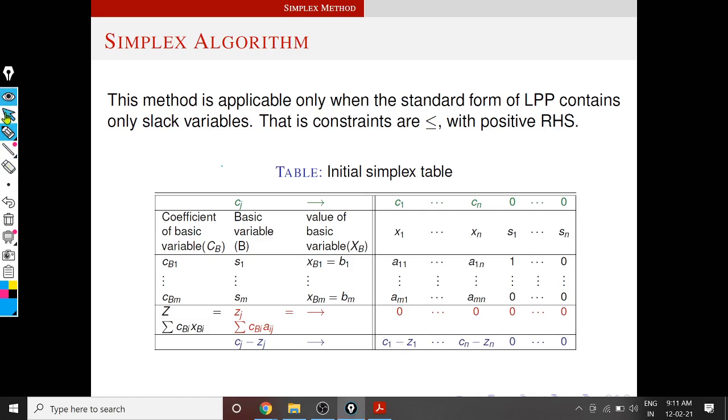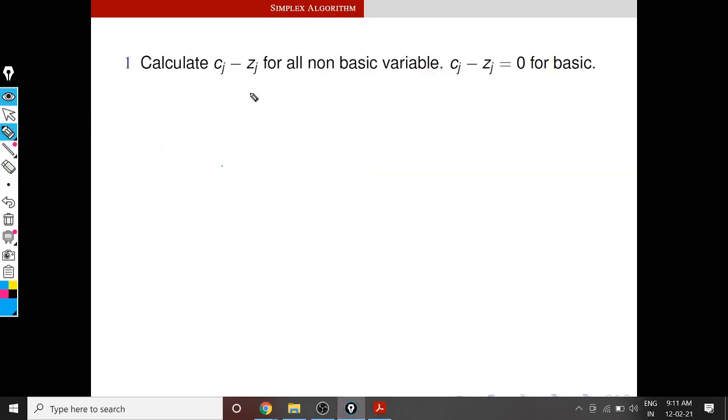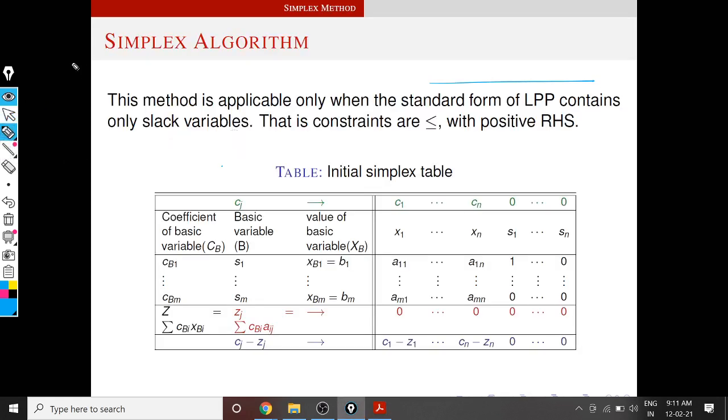The algorithm is: calculate Cj minus Zj for all non-basic variables. Cj minus Zj is equal to 0 for a basic variable. You can use this advantage. That means when we calculate this row, the guarantee is that for a basic variable, and presently these slack variables are basic, Cj minus Zj is always 0. So we need not calculate that. You simply substitute 0.